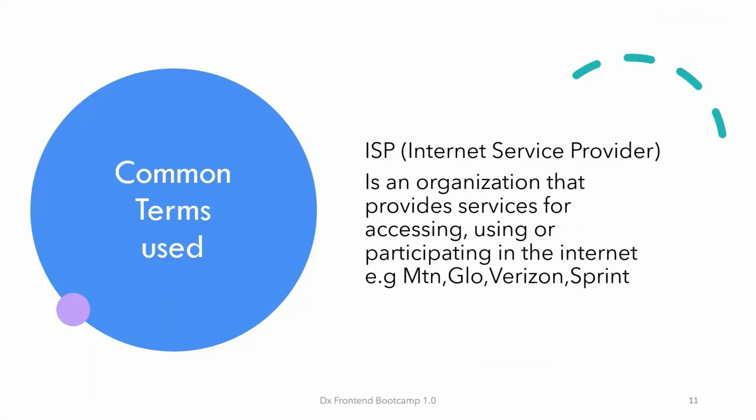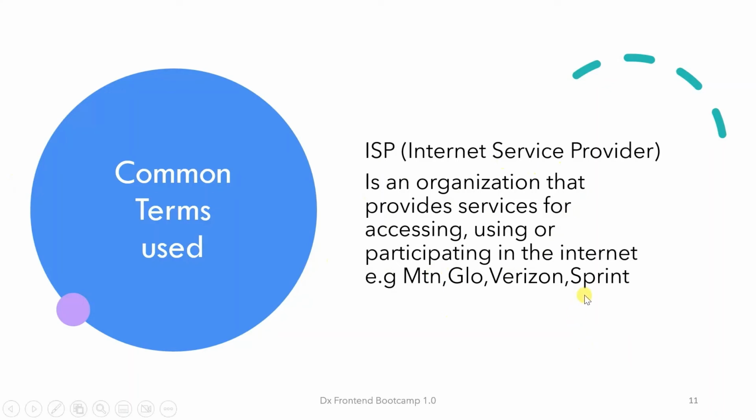Right, next is an internet service provider. Now remember, we said when you make a request from your browser, it is first going to channel it through your internet service provider, which is then going to make a DNS lookup of that particular domain name that you have given, and it's going to send back an IP address. The internet service provider is just an organization that provides services for accessing the internet. An example of those could be MTN, Glo for Nigerians, or it could be Verizon or Sprint for people in other countries.